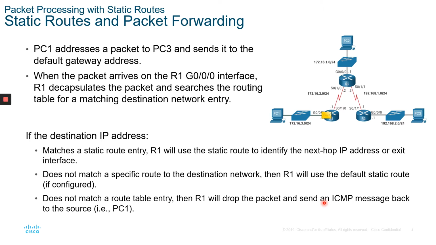ICMP is one of the internet protocols which is used by routers for error reporting. For example, if the router cannot find any matching address, then it will send an ICMP message back to the source, in this case PC1, saying that it couldn't find the destination address and it has dropped the message. Or if there are any other issues, then it will use the ICMP message to inform the sender. Okay, so these are the three scenarios. This is what's going to happen at the R1 level.